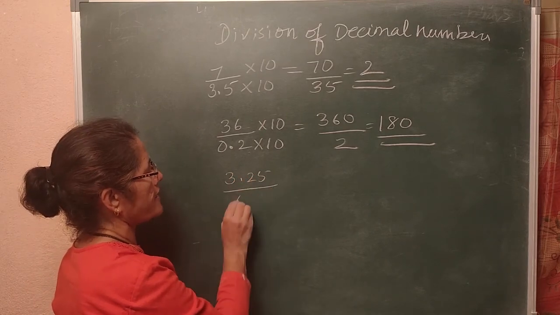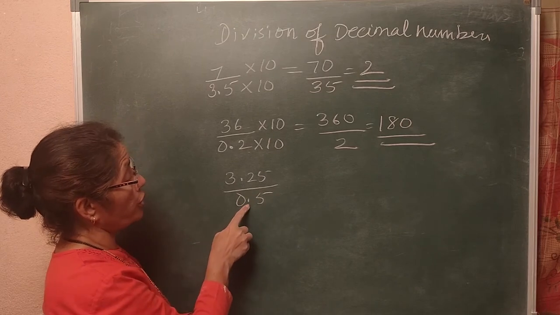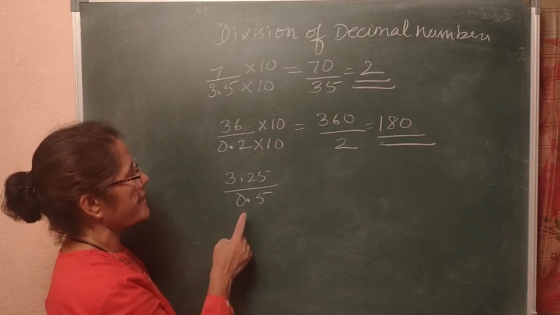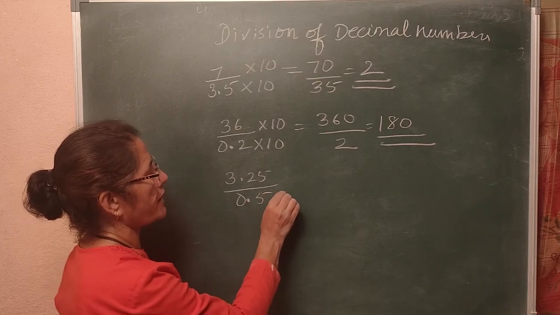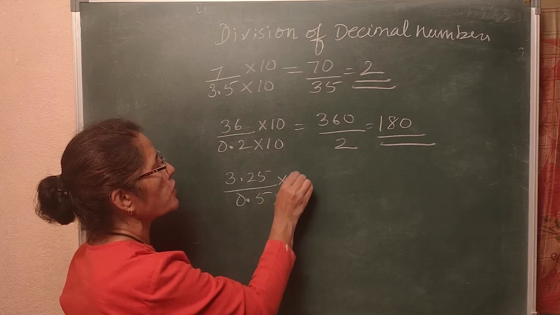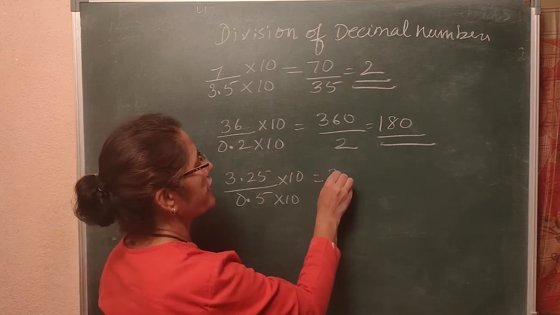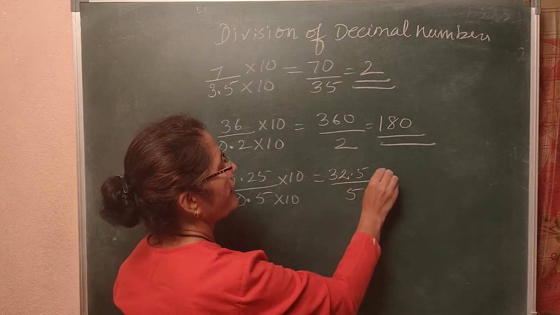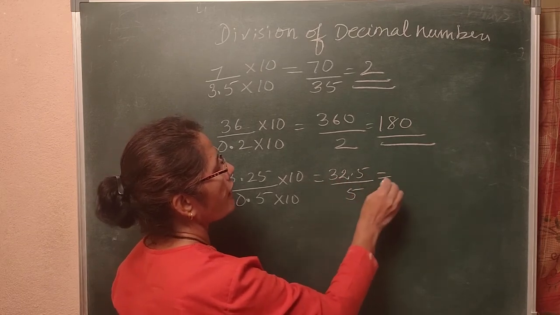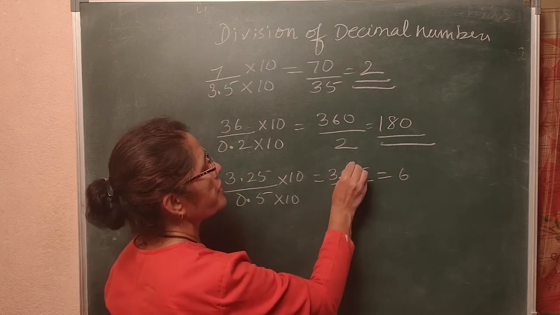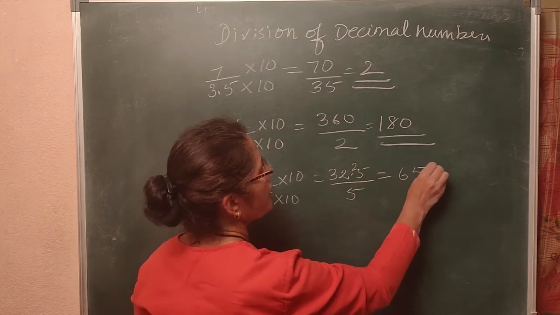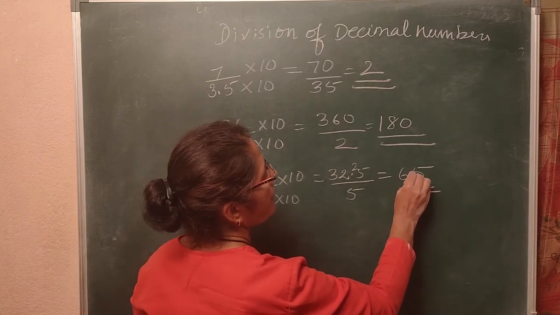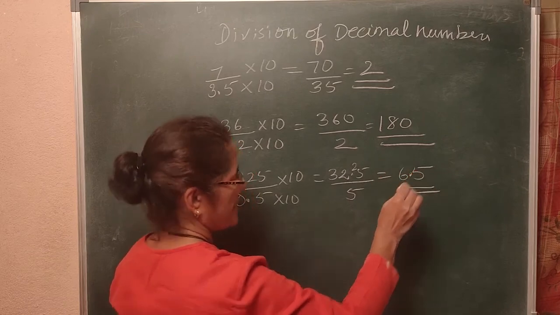3.25 divided by 0.5. I told you to look at only the denominator. Don't worry about the numerator always. The denominator has only one digit, so multiply by 10. Same number here also. So what will happen? 32.5 divided by 5. Right? Now 5 how many are? 5 6s are 30. 2 is the remainder. 5 5s are 25. How to put the point now? After the point 1 digit. So after the point 1 digit, 6.5 is the answer.